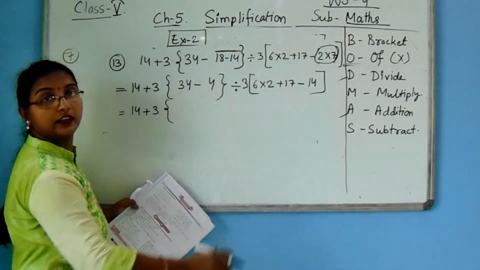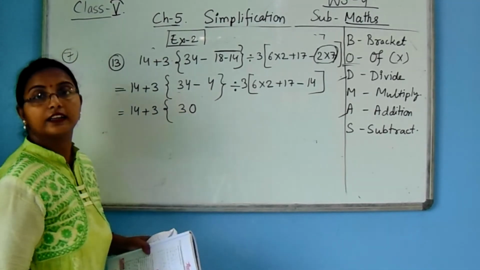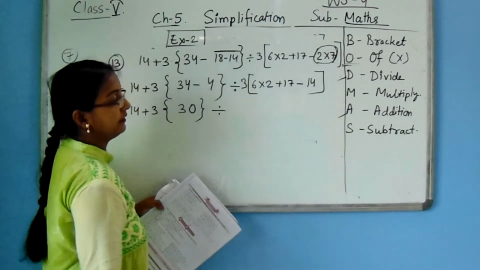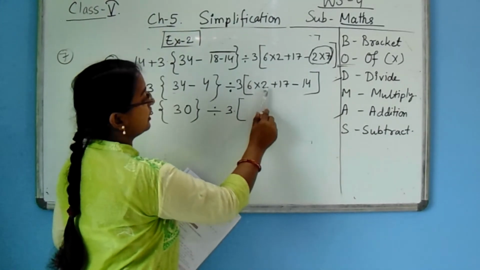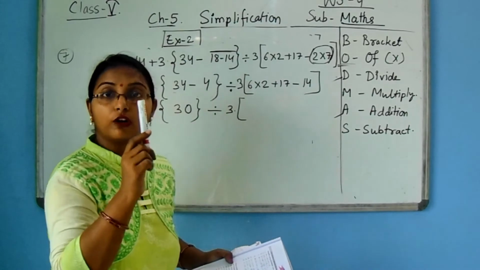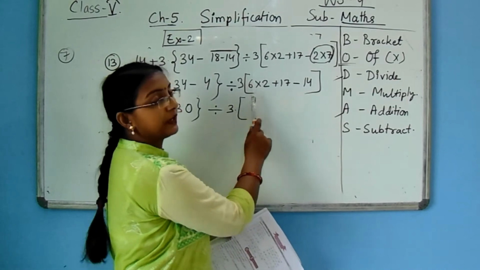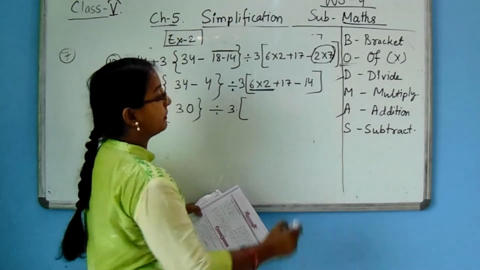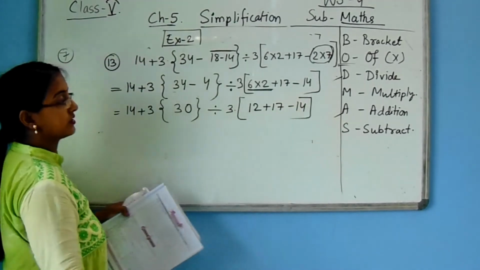Now in the middle bracket it is given as 34 minus 4. It will be 30. That means subtraction. Middle bracket closed. Divided by 3 multiplied. Here you can see 6 into 2. There is plus and there is minus. So in the bracket we will also follow these rules: first multiplying, then addition and then subtraction. At first we will do the multiplication. 12 plus 17 minus 14, big bracket closed.